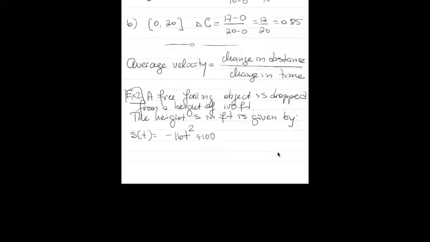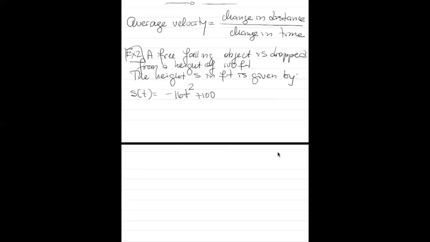We need to find the average velocity of the object over the interval 1 to 2. We don't have a table here, but we have an equation.